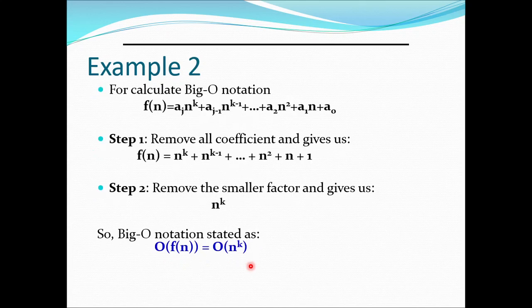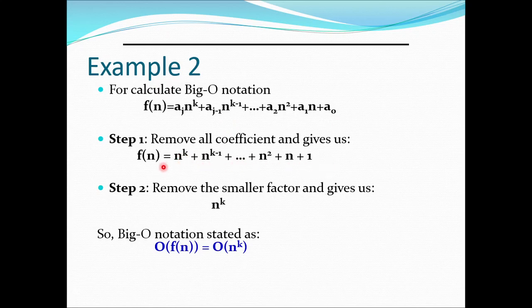Now, given another example here, this is quite a long expression, but when we look at big O notation, we have two steps. The first step, we remove all the coefficients. That means we remove all the numbers that are not required, so we remove all the a's and leave all the n terms.